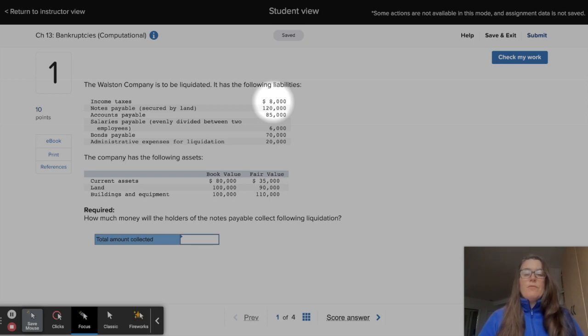Then problems number 3 and 4 are a little bit simpler than these first 2 problems, and they'll simply ask you to walk through some of the rules around what we talked through in class on Wednesday this week, which was thinking through the order of creditors. Creditors who are secured, creditors with priority, and creditors who are unsecured.